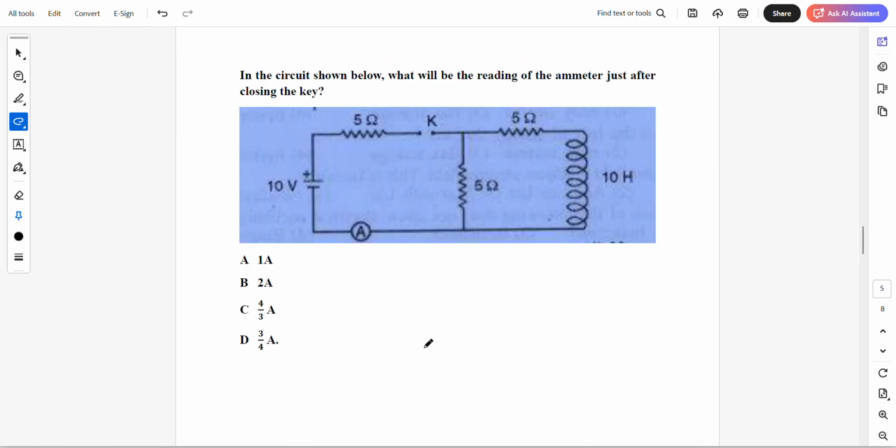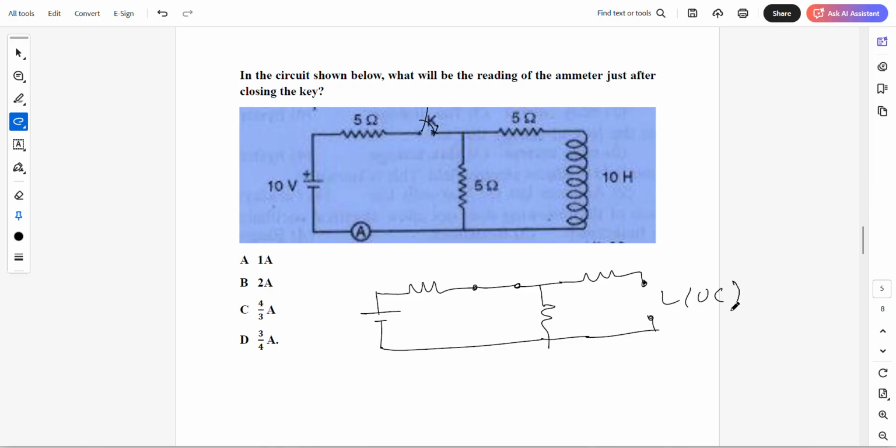It is saying, in the circuit shown below, what will be the reading of the ammeter just after closing the switch? If the switch is closed at t = 0, what happens? What is the reading of the ammeter if this key is closed? This resistor will be as it is. This L gets open circuited.